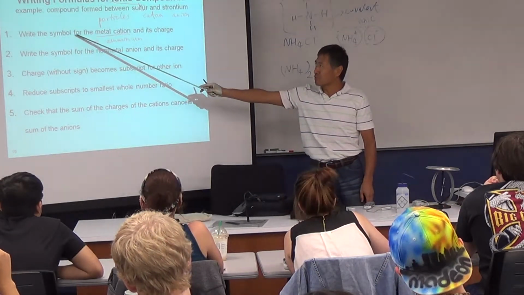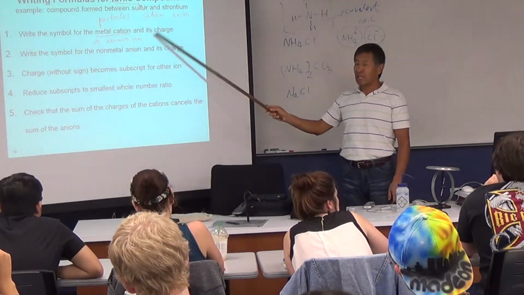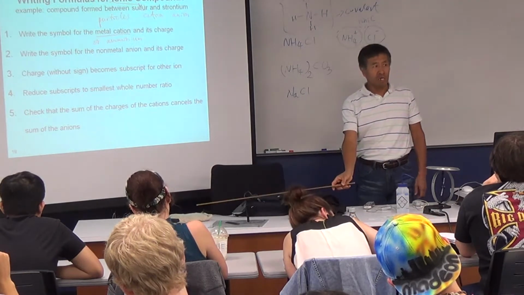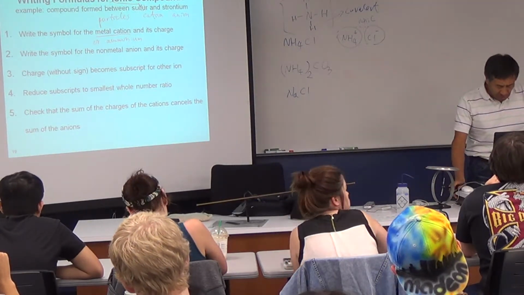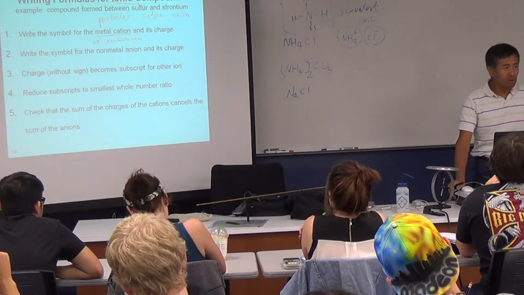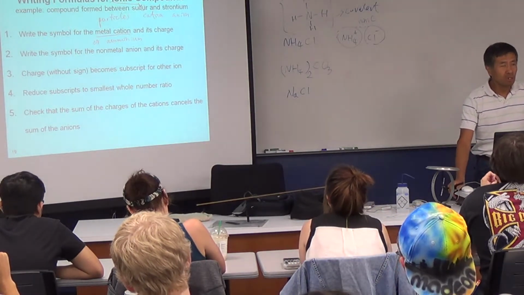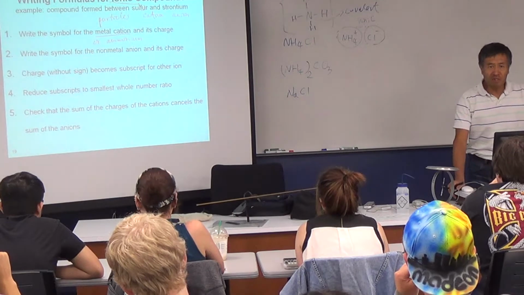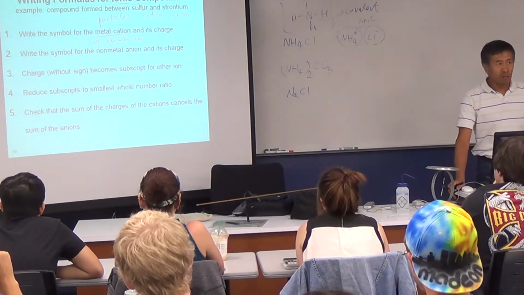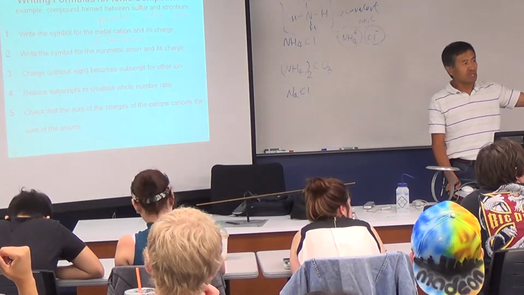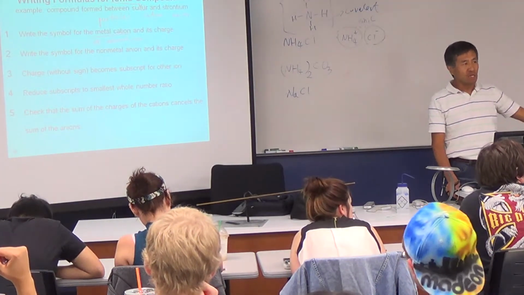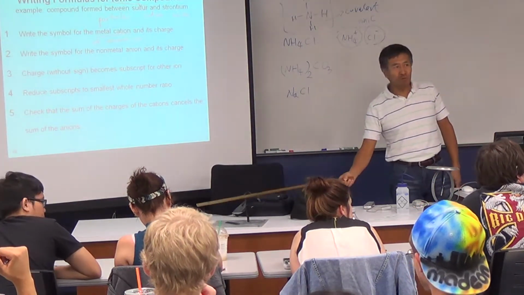We want to write the symbol for the metal cation and also the charge. Right. So we have two elements here. We have sulfur and strontium. Which one is our metal? Sulfur is metal or strontium is metal? Right, you know that metal in the periodic table is on what side? On the left side. The left side of what?